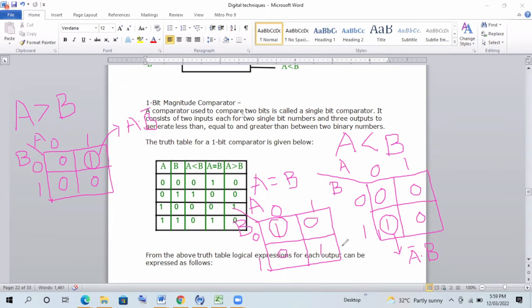Here we are having 1 and here we are having 1. So for A equal to B, the expression is what? That is A bar dot B bar plus A dot B. Okay. So this is equal to what? A XNOR B. Okay.